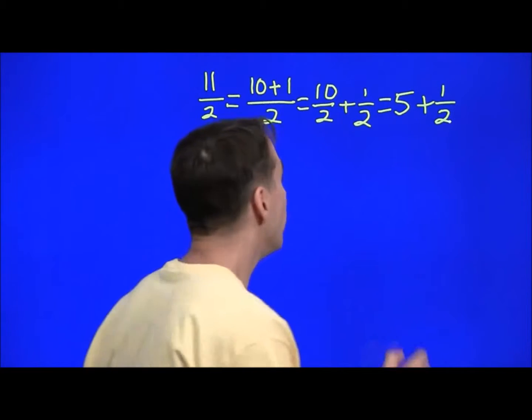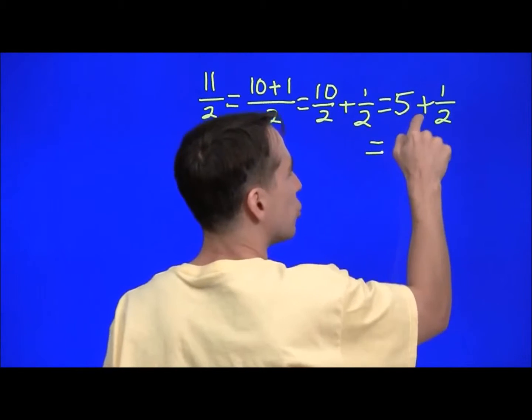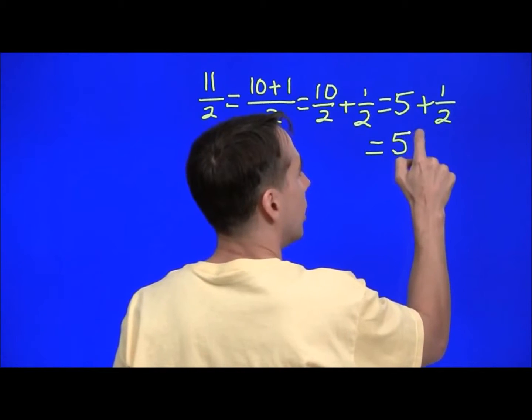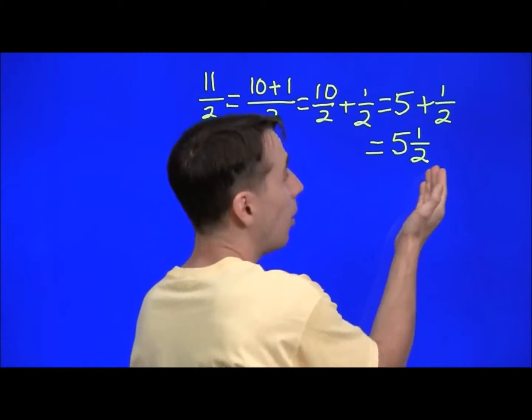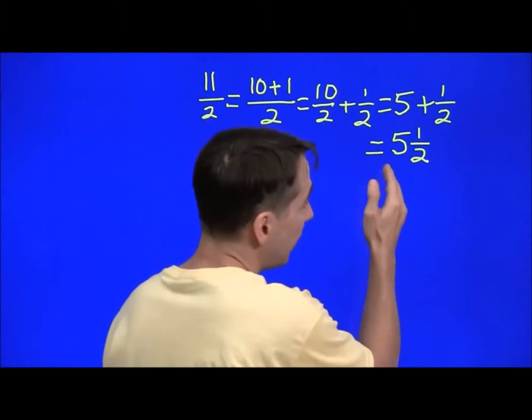Now we write numbers like this so often, numbers where we have an integer plus a fraction between 0 and 1. We write those so often that we usually just drop the plus sign out. And we write it like this: 5 and a half. This means 5 plus a half. Not 5 times a half, it's 5 plus a half.